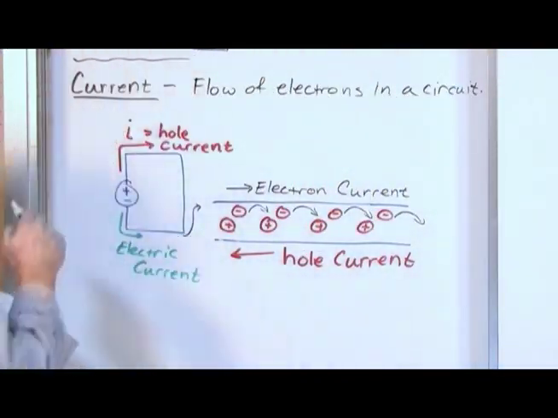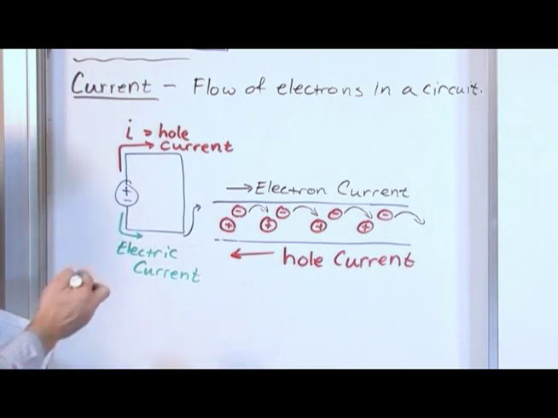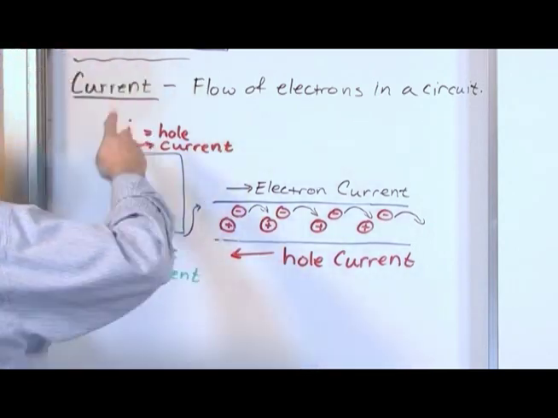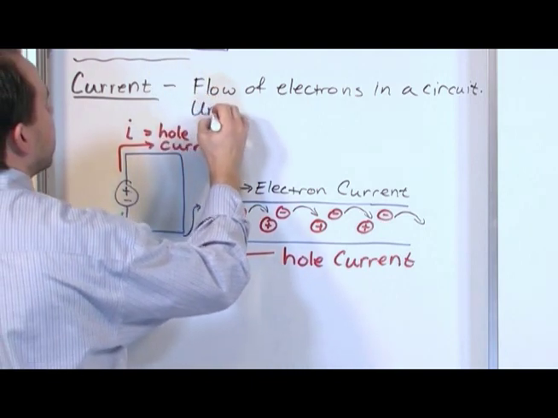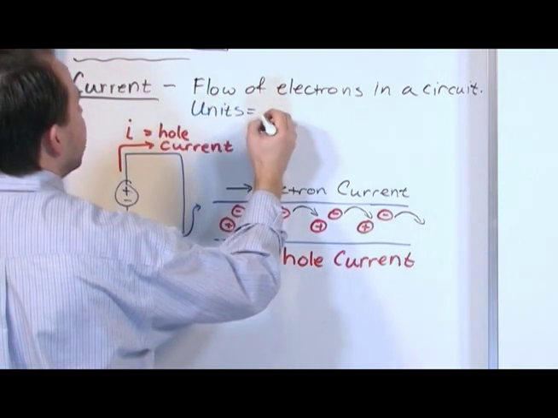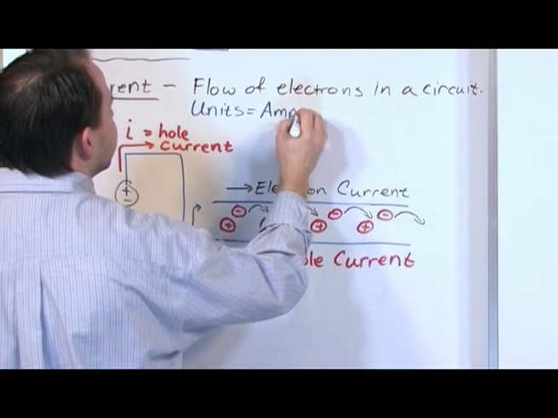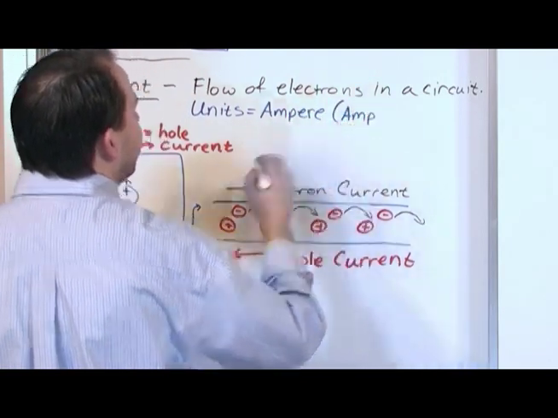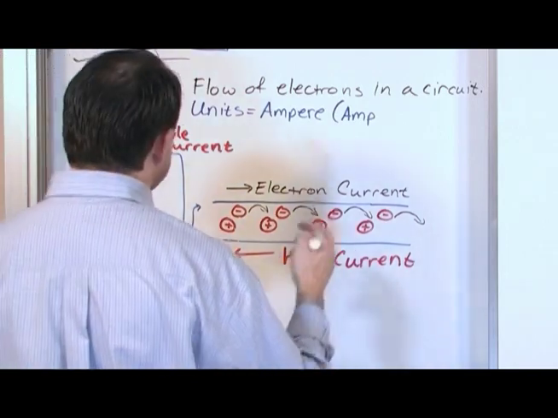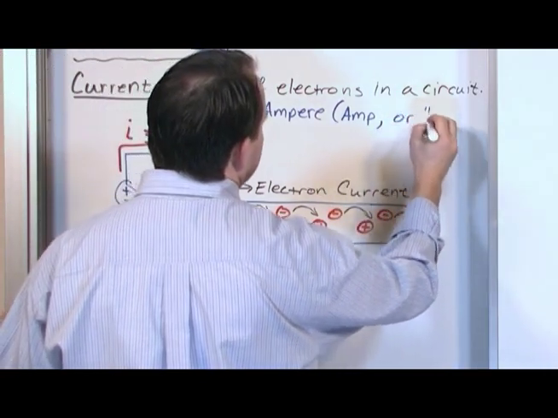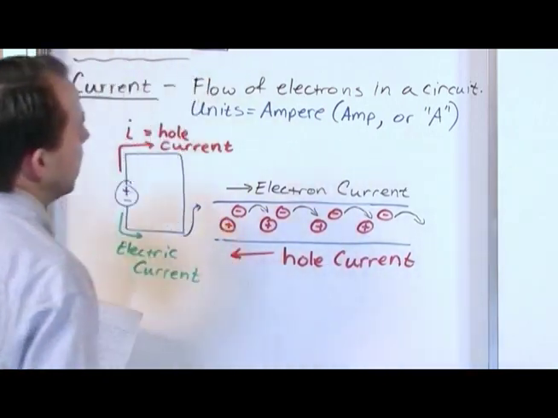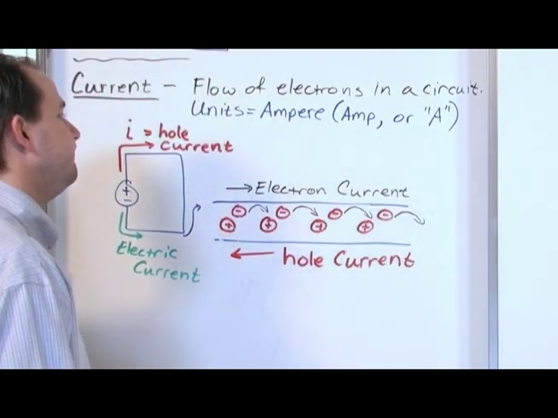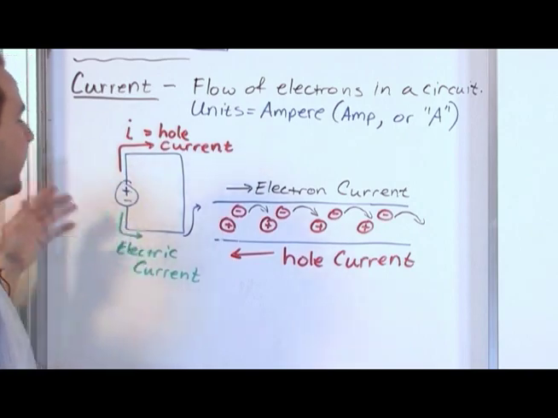Now, what are the units of current? A lot of you have already heard this. Units, let's go ahead and change colors a little bit. The units for current is the ampere, which is also called an amp, right? Or you can call it simply A, right? The higher the number of amps, the higher the current going through the circuit.